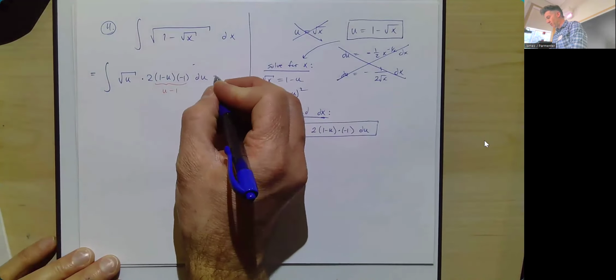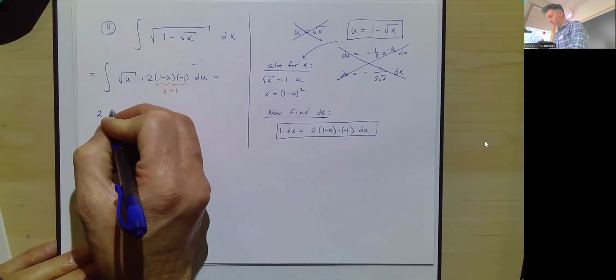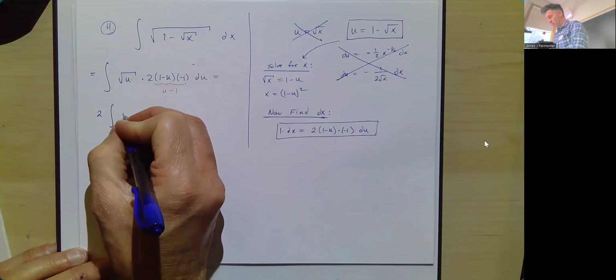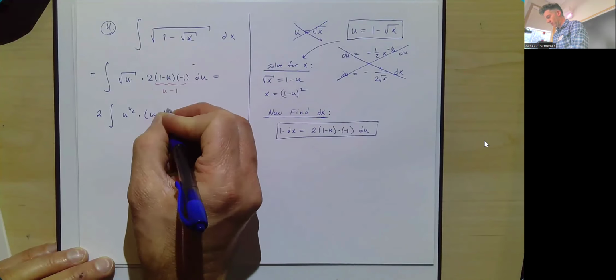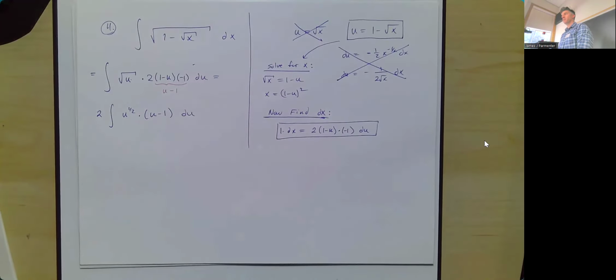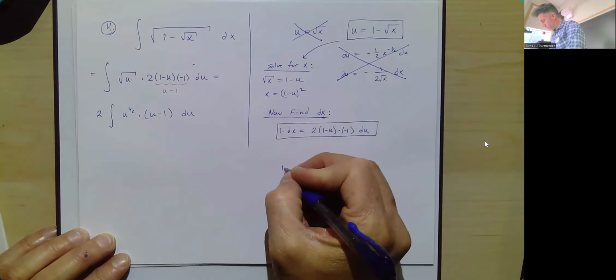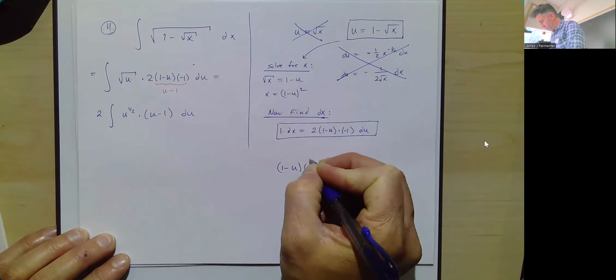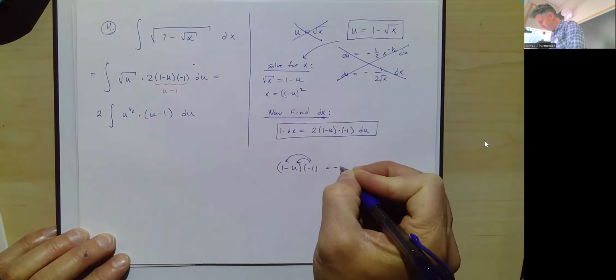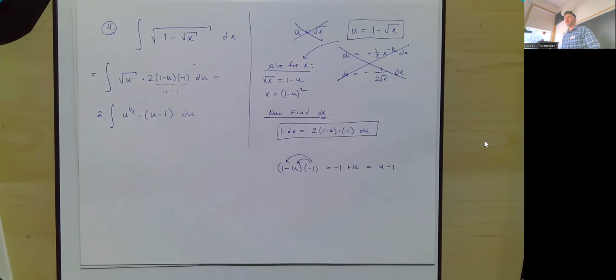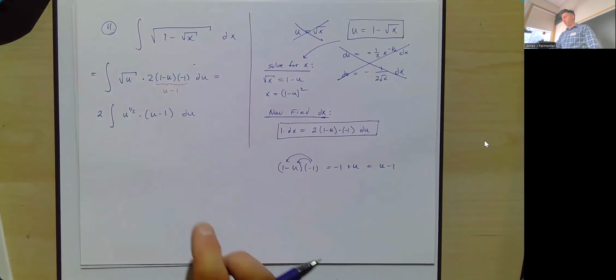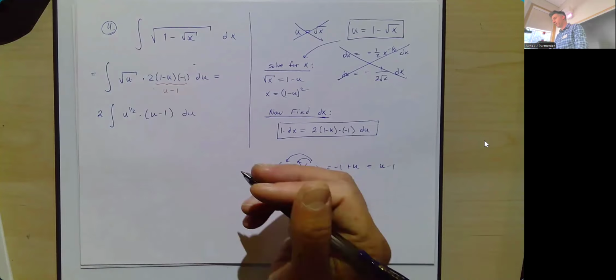So I'm going to rewrite this integral as 2 out front, square root of u, which I'm going to rewrite as u to the 1/2, times this thing here, which is u minus 1. Again, the 1 minus u times -1, I'm just distributing there and getting -1 plus u, which is the same as u minus 1. People will often just skip there and not show any steps because it feels obvious to them.